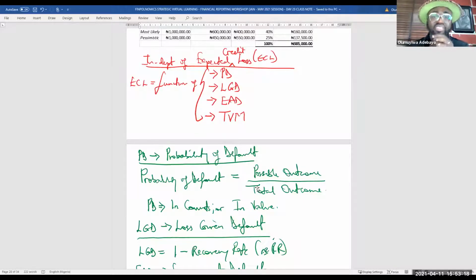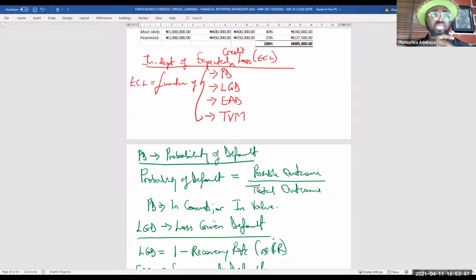Now, the 3 key variables are the PD, which stands for probability of default, which is the possible outcome over total outcome. There are different models for obtaining probability of default, especially when it comes to conditional probability. The second one is LGD, which means the loss given default. The loss given default is obtainable by the difference between 1 and the recovery rate.